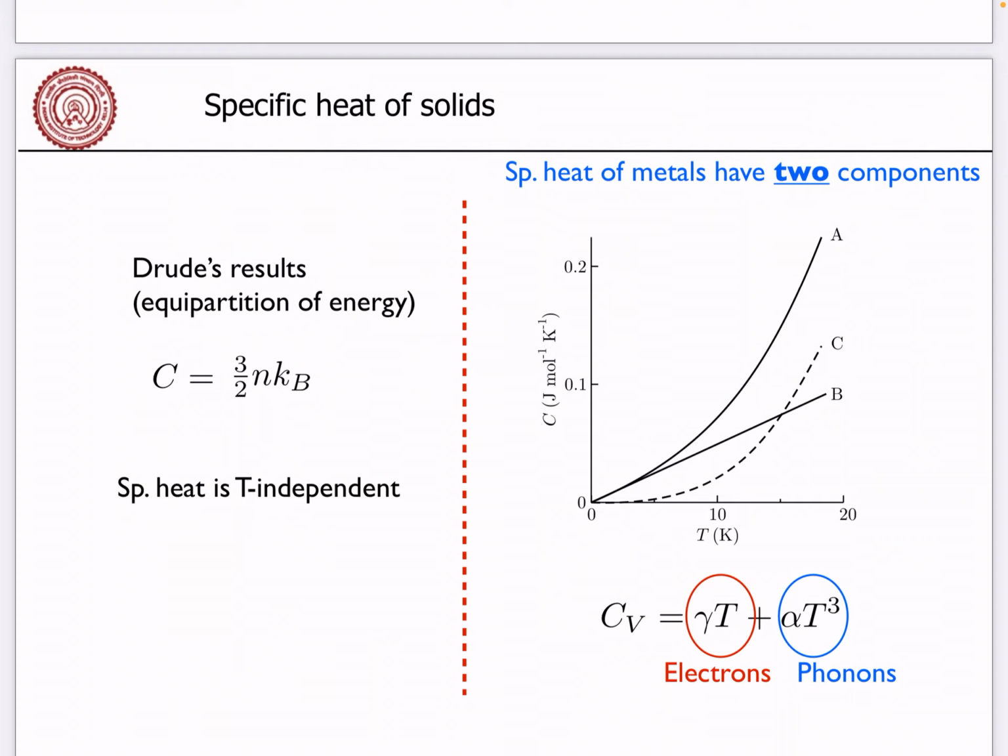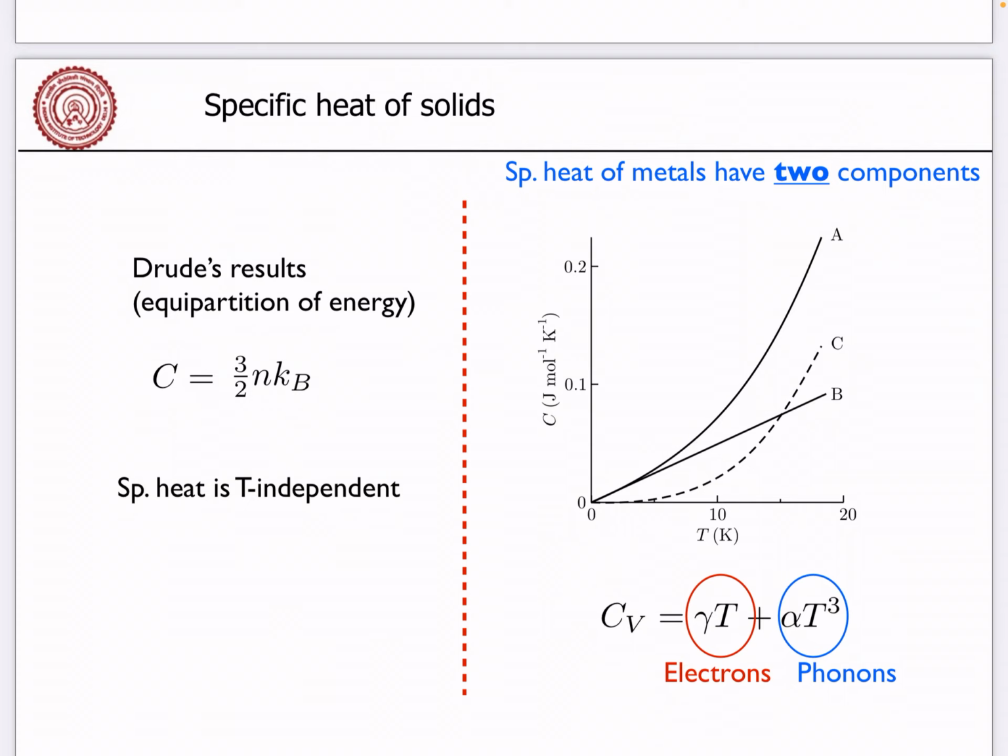When we discussed the specific heat in solids, specific heat of electrons, right? What we found out is that using the equipartition of energy yields a result which is given by C equal to 3 by 2 k_B, right? So that is temperature independent, right? When we measure, we get a curve like A on the right hand side, right?